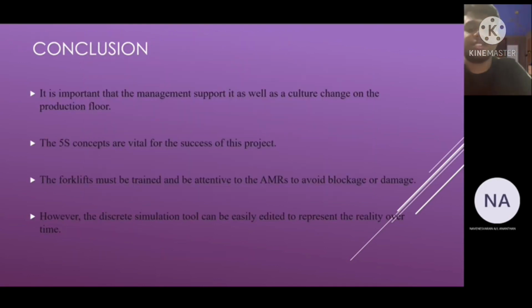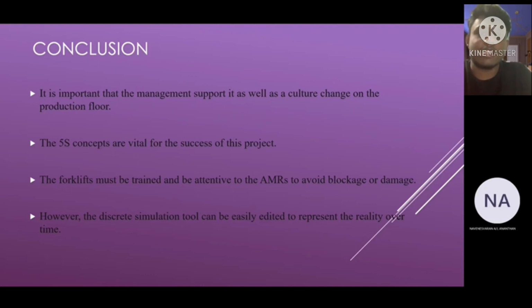Lastly, in conclusion, it is important that the next step for this project is the actual implementation. The automation of the material handling is a complex installation that comprises various processes such as inbound storage, batching, sorting, picking, and outbound processes. Therefore, it is important that the management supports it, as well as a cultural change on the production floor. The 5S concept is vital for the success of this project.